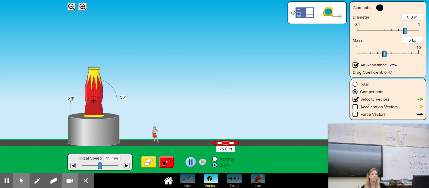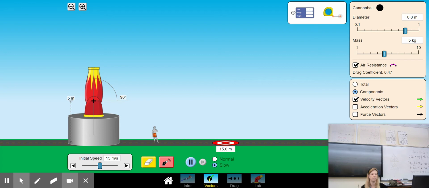Now, I've turned on the little velocity vectors option here, and what that's going to do is show some green arrows that tell me how fast the object, the cannonball, is moving in the vertical direction, which is up and down, and the horizontal direction. So let's take a look at what happens when we launch the cannonball straight up into the air.